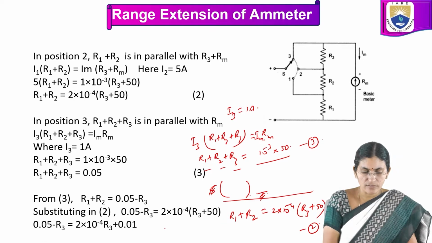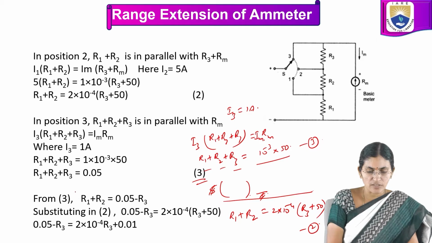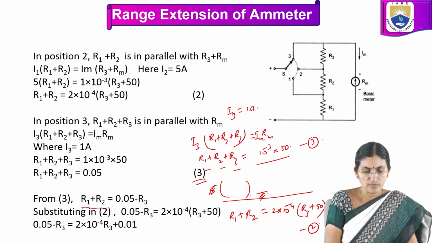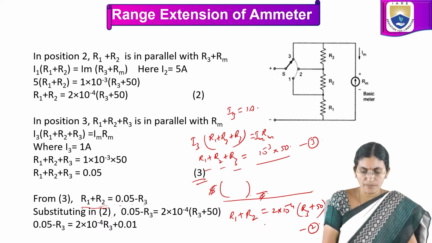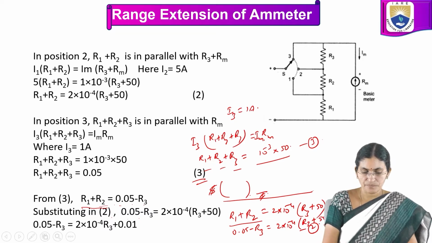Or you can solve in this way. From the third equation, we can write R1 plus R2 is equal to 0.05 minus R3, and then substitute this in equation 2. So R1 plus R2 is equal to 0.05 minus R3, and 0.05 minus R3 is equal to 2 into 10 power minus 4 into R3 plus 50.